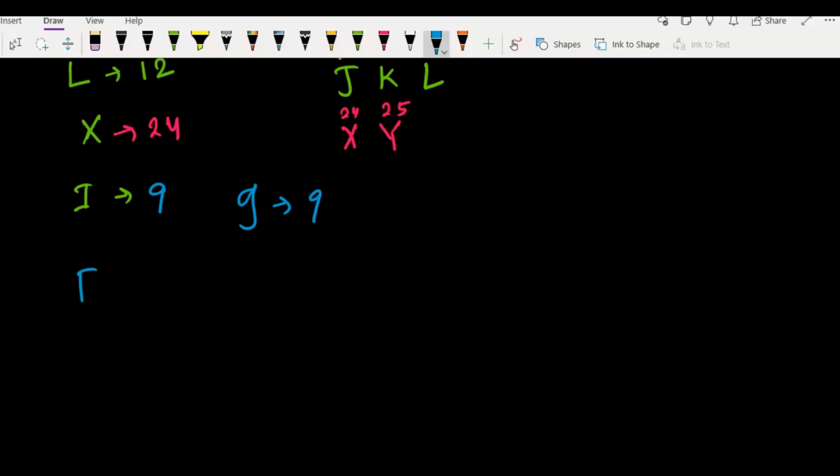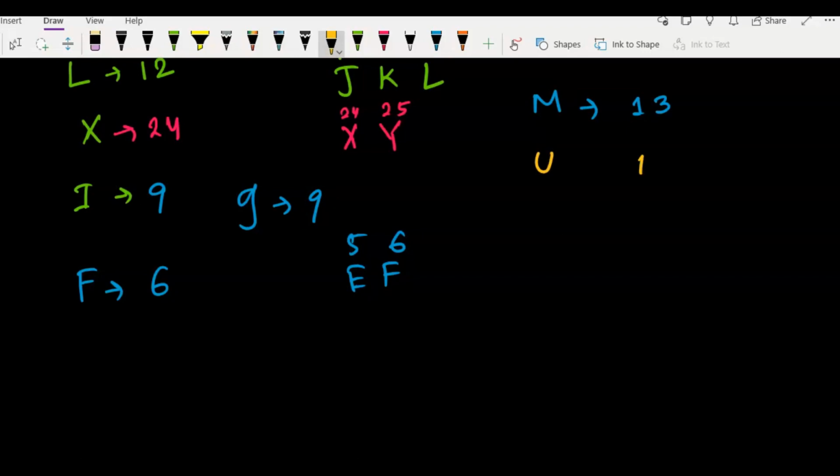What is the place value of F? It comes after E. E, F. E is 5. So F is 6. F is 6. What is the place value of M? It is 13.